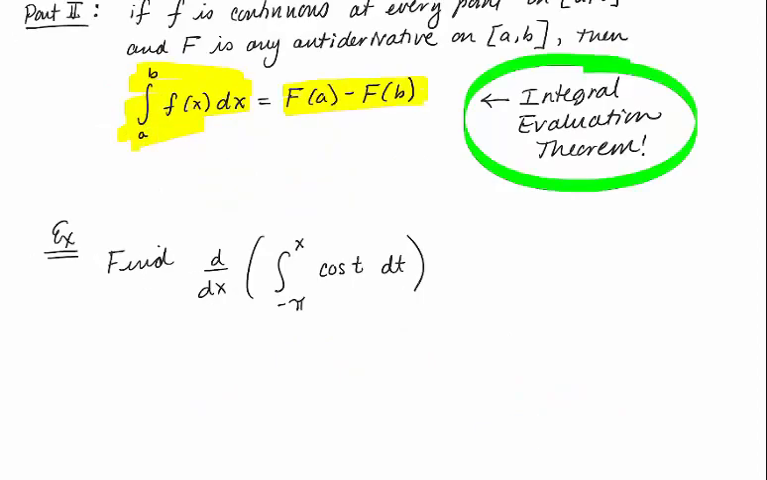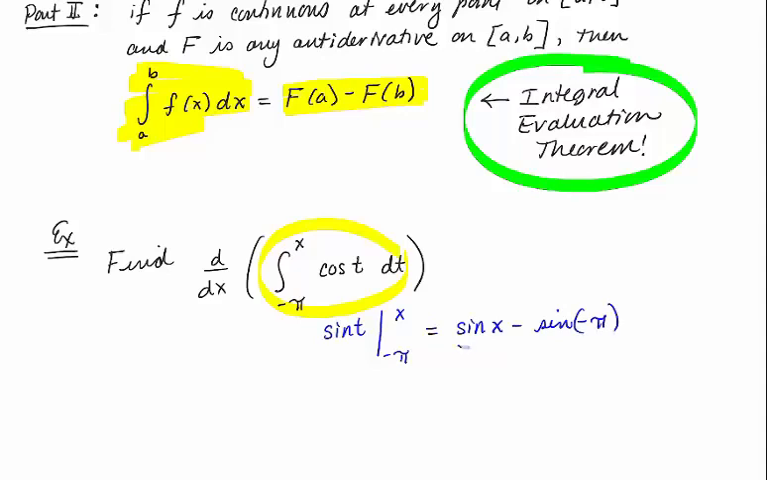The example we want to investigate is, let's find the derivative of this integral from negative pi to x of cosine of t dt. In order to do this, let's first look at what's inside the parentheses and let's evaluate that. We know the antiderivative of cosine t is sine t, and we need to evaluate that from negative pi to x. That's going to result in sine of x minus sine of negative pi.